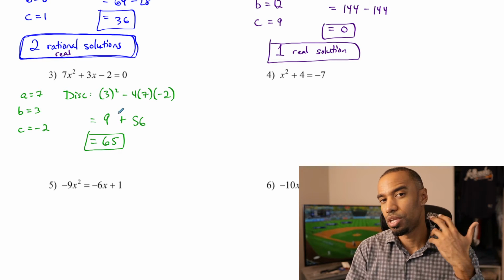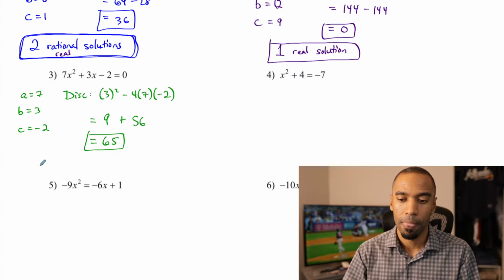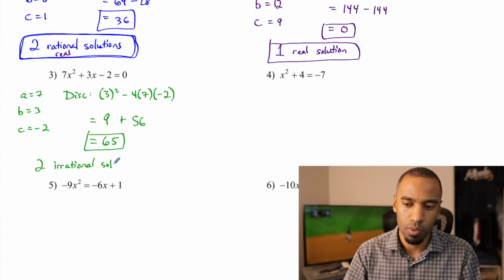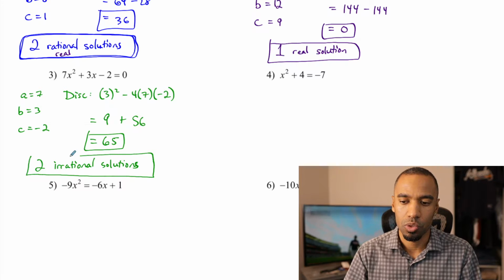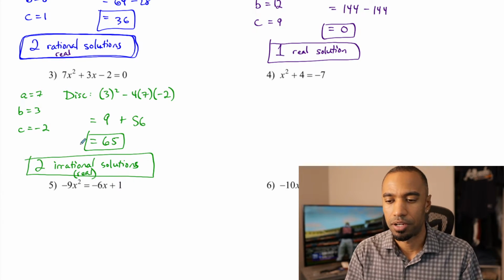It's real, but it's irrational, just so you know. It's two real solutions. So we're going to have 2 real but irrational solutions. That just means that you can't take the square root of it. It can't even simplify, but it's not a perfect square. They are real, though. They are real, but irrational.